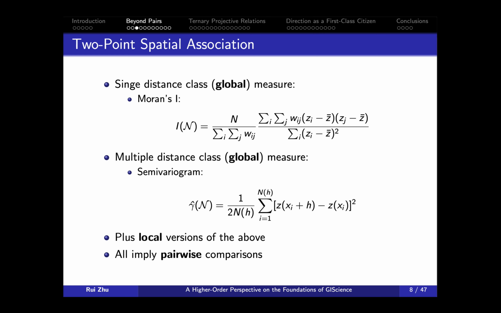Examples of spatial association include the single distance class measure, such as Moran's I, and the multiple distance class measure, such as the semivariogram. As can be seen here, both are two-point statistics, as they quantify the attribute interaction between two locations, z_i and z_j here, and z(x_i + h) and z(x_i) here. We also have local versions of these measures, such as LISA and local Moran's I. Nevertheless, all these are based on pair comparison.